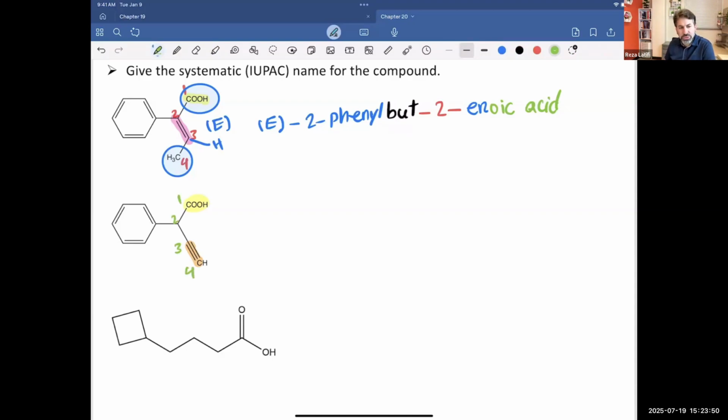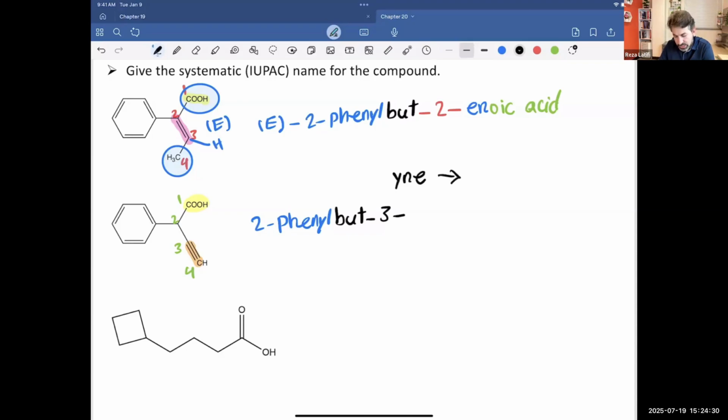Okay, so I have butane, one side has a carboxylic functional group, the other side has a triple bond. And on the second carbon, we have a phenyl substituent. Next, the molecule is made of 4 carbons, so it will be butane. And then where is the triple bond? It is sitting on the 3rd carbon. For the triple bond, we use YNE.